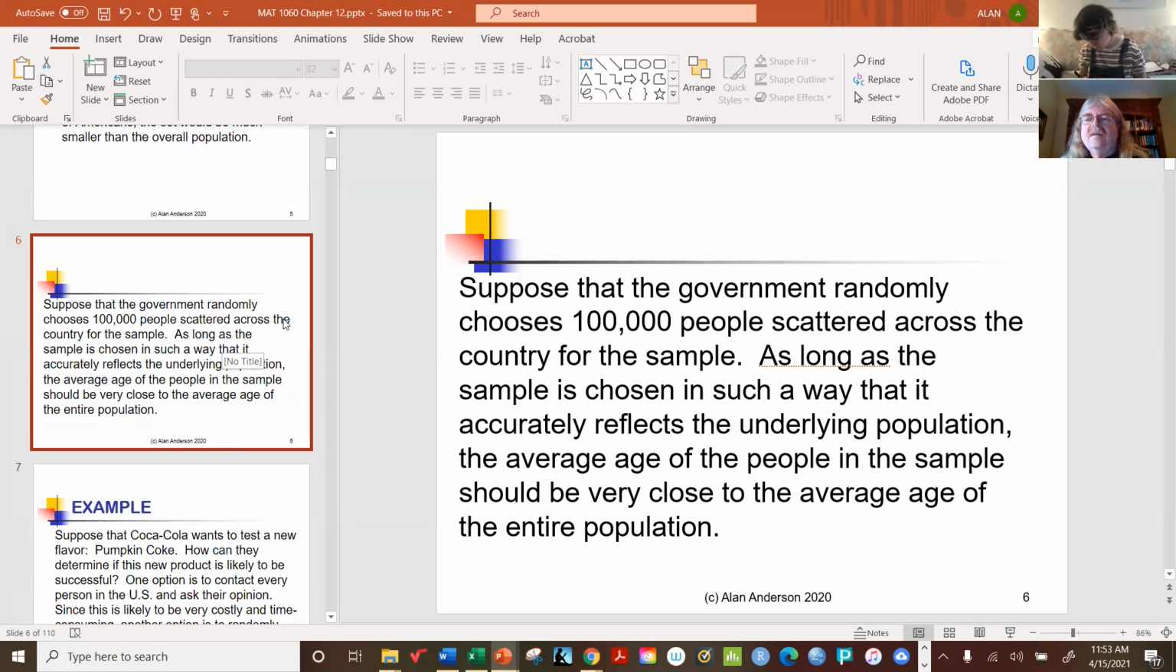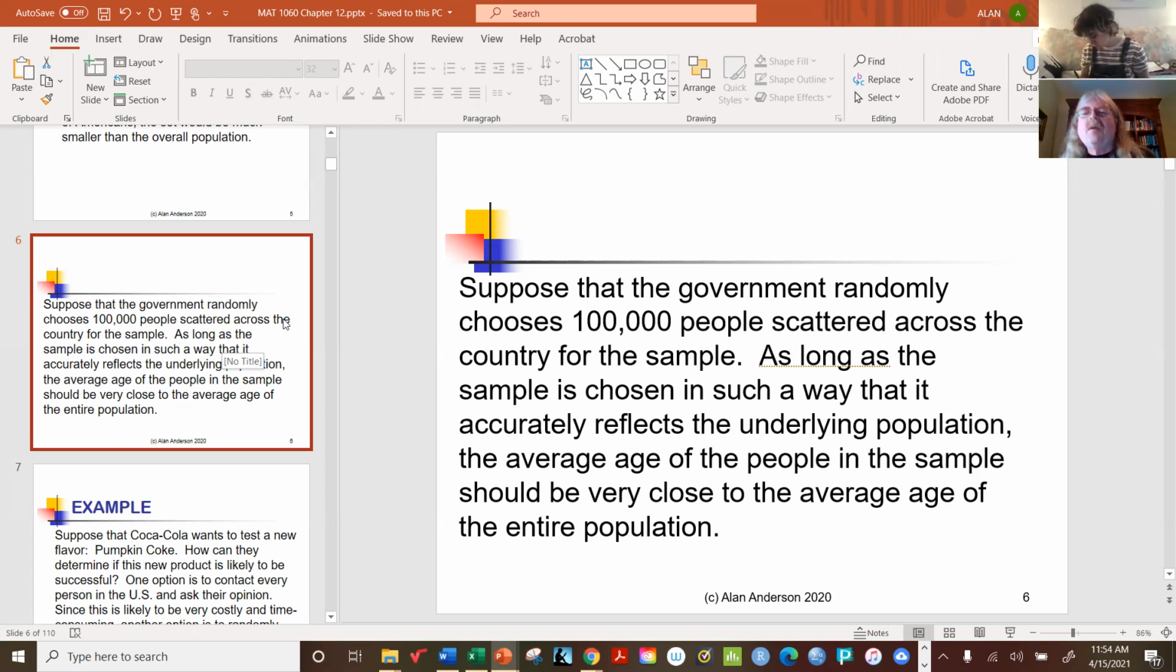All right. Now, here's the opposite case. What if we accidentally picked only retired people? Would that give us a good reflection of the entire country? No, of course not, because the average age among the retirees is much higher than the average. Or what if we went to the other extreme? We accidentally picked only 100,000 college students. Again, that will not give us a good reflection of the entire population. So this will work well as long as we choose carefully.